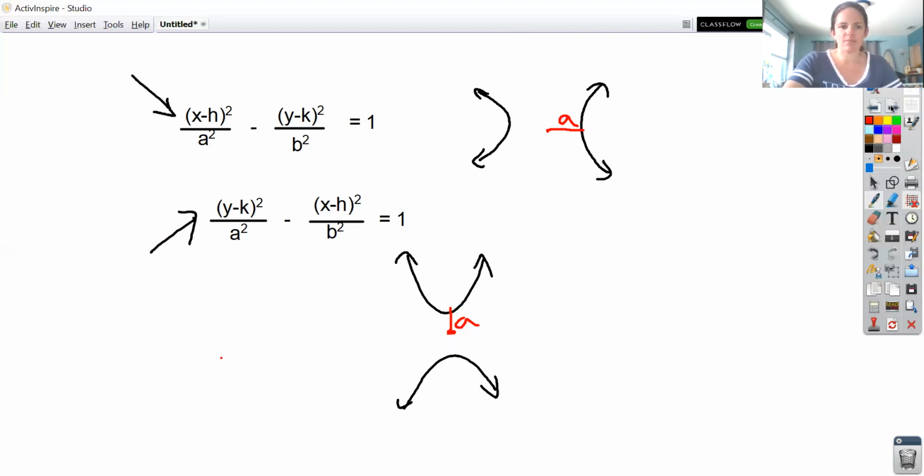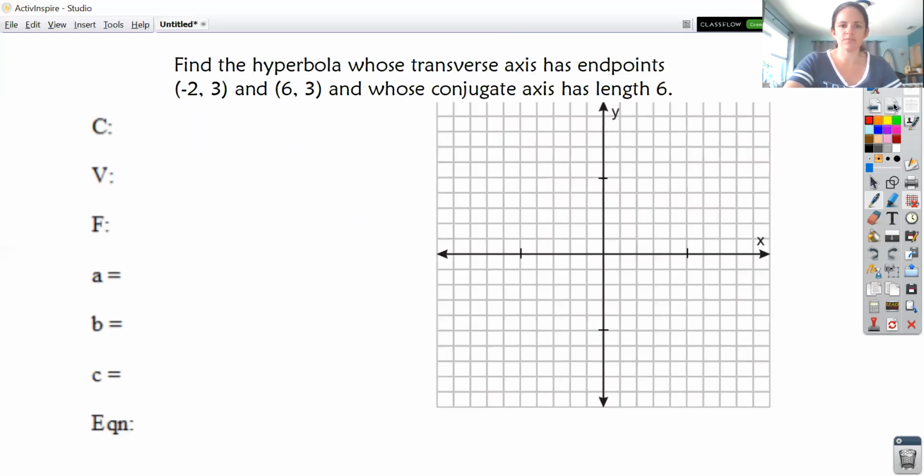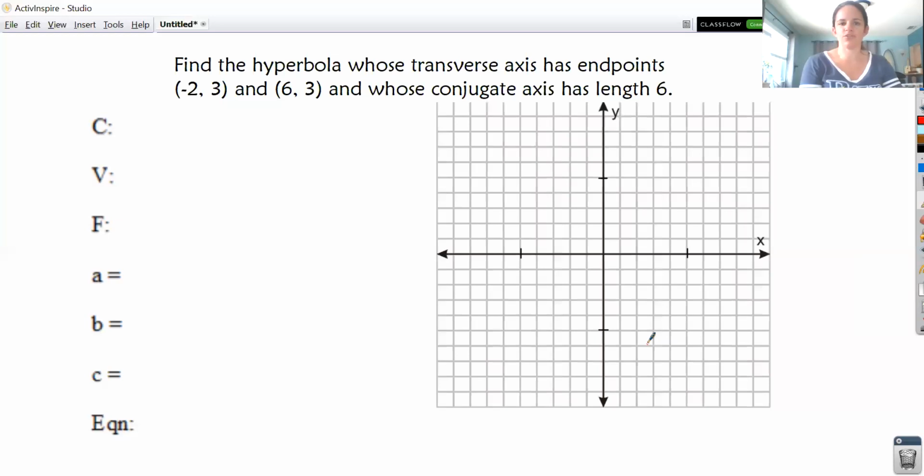Let's do a couple examples. So here we go. Find the hyperbola whose transverse axis has endpoints (-2, 3) and (6, 3), whose conjugate axis has length 6. Go ahead and pause the video and see how much you can get done without me, and we'll start again in 3, 2, 1.